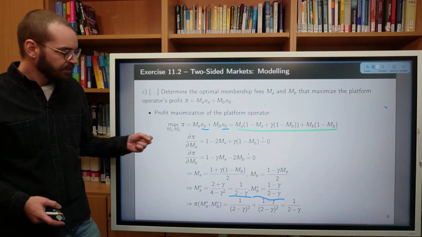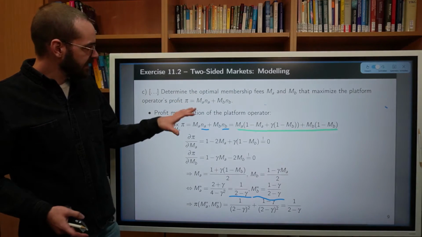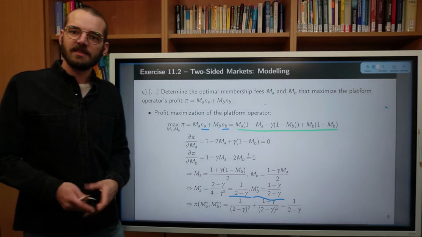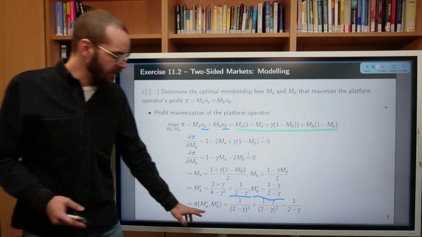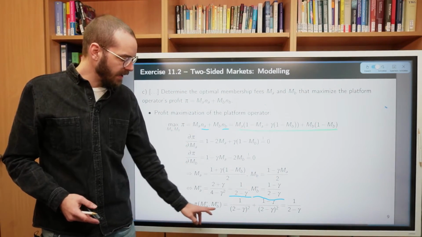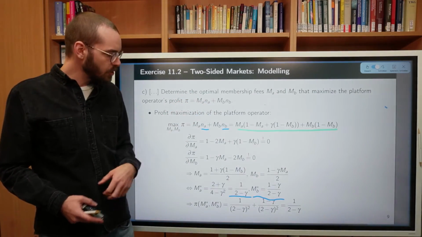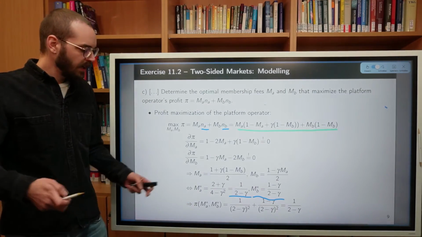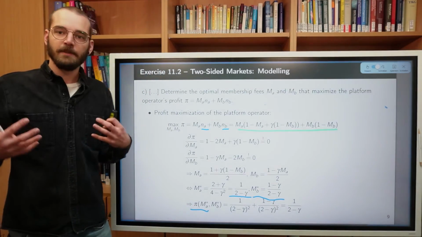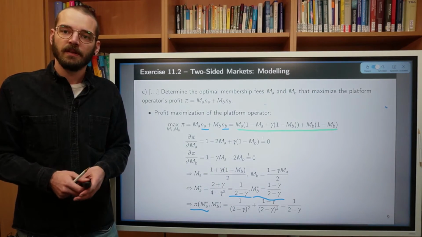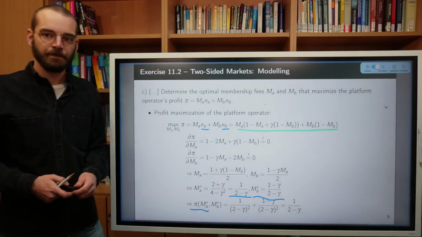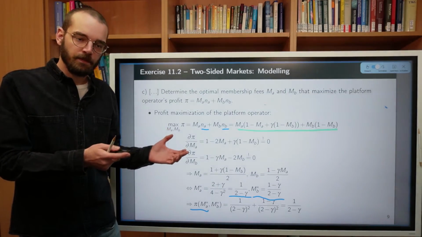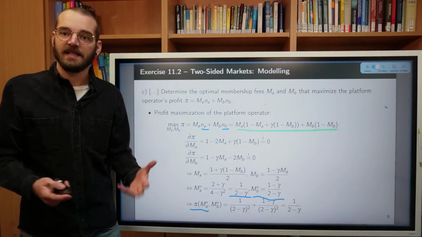Of course, we can now technically calculate the profits of this platform operator, even though there's not really much to gain from this expression, simply by plugging the profit maximizing MA and profit maximizing MB into the profit function, and thereby we calculate the maximum profits of the platform operator under profit maximizing strategies.